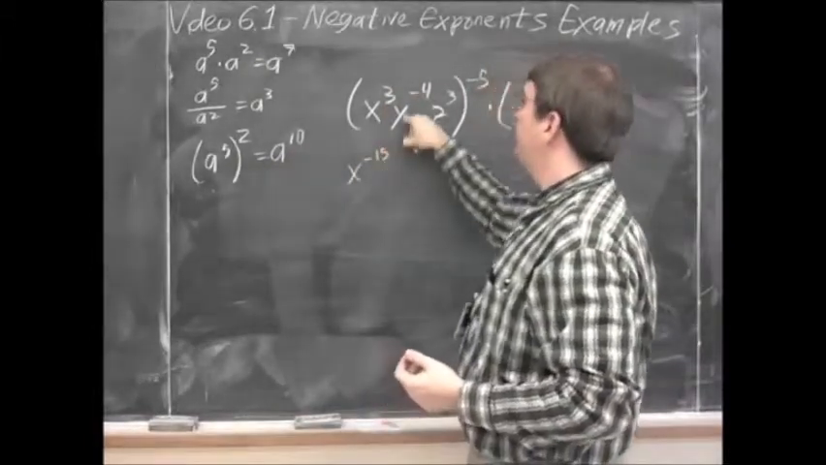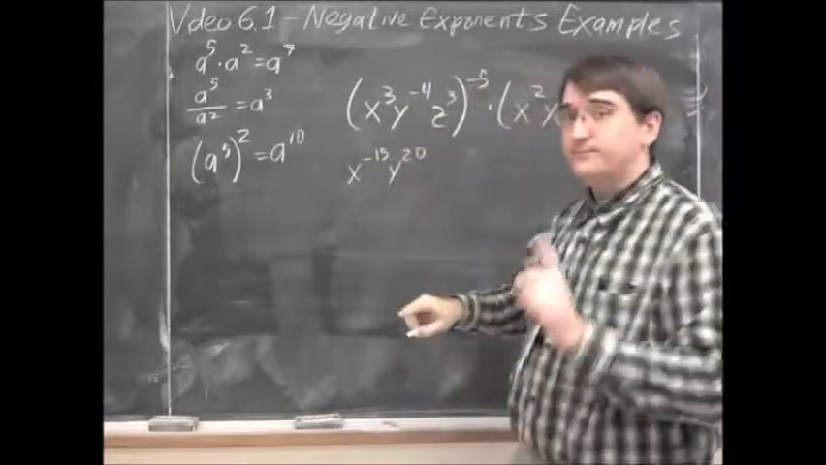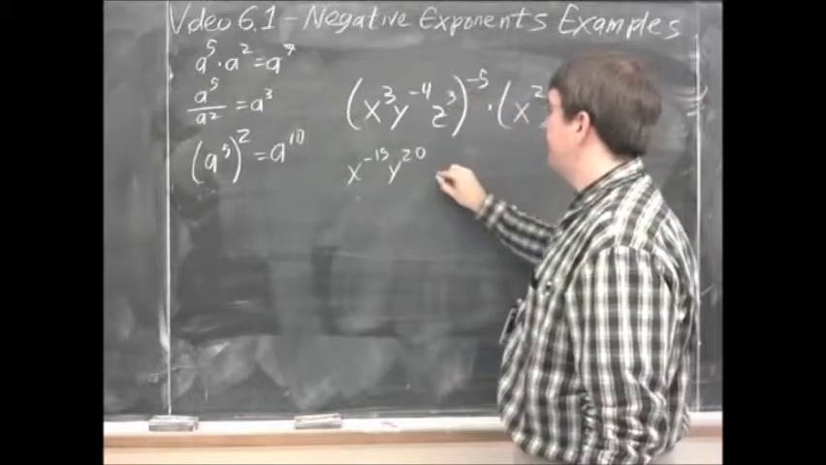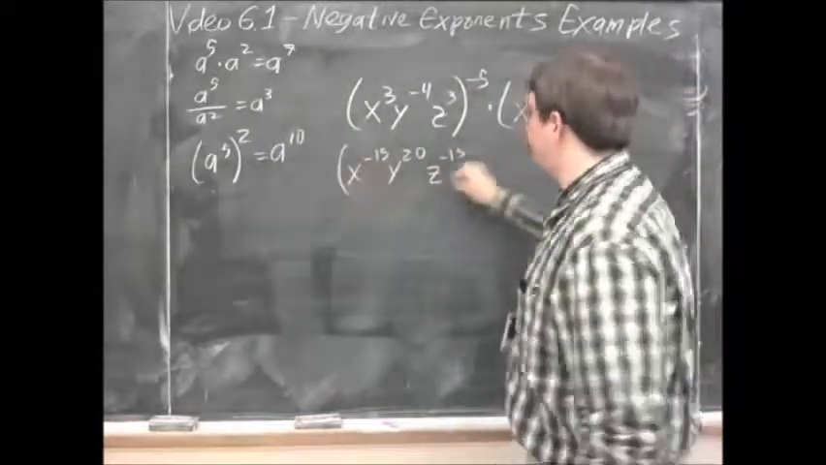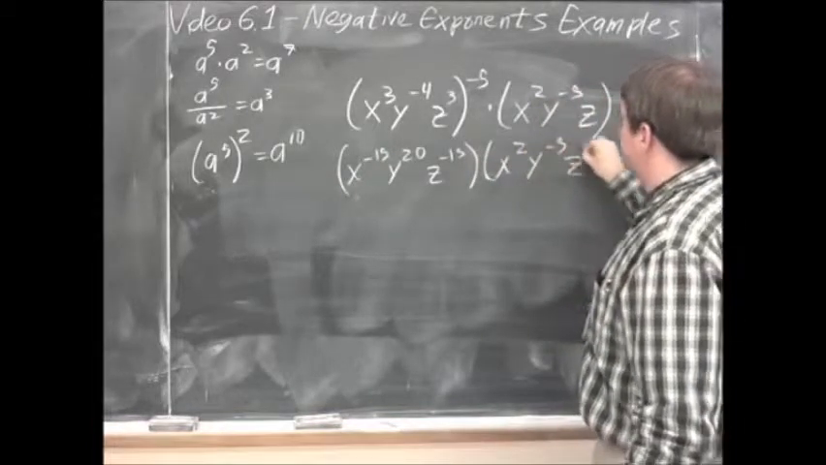So x to the 3 to the negative 5, using this rule, gives me x to the negative 15. Y to the negative 4 to the negative 5 gives me y to the positive 20. Negative times a negative is positive. Z to the 3 to the negative 5 is z to the negative 15. Now that's still times x squared y to the negative 5 z.